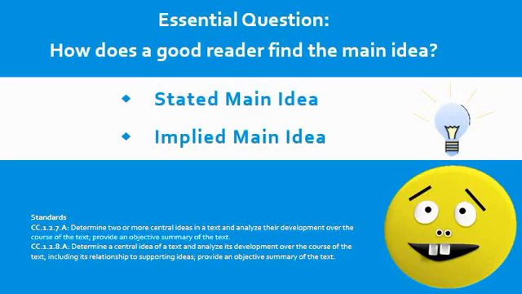So today we've asked the question, how does a good reader find the main idea? There are two ways we find main idea. There's a stated main idea, which means we'll find it in the topic sentence, which is the first sentence of a paragraph, or in a concluding statement at the end of a paragraph. Sometimes the main idea isn't easily stated in the first or last sentence. Then we need to imply a main idea by finding keywords that give us a clue as to the topic of a paragraph. Then we can put a main idea into our own words.